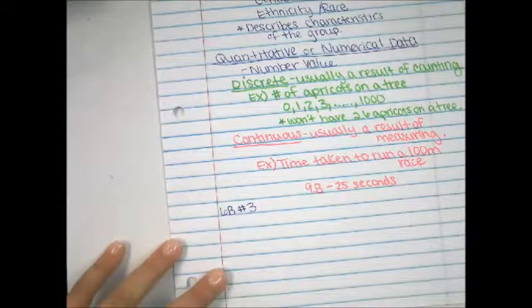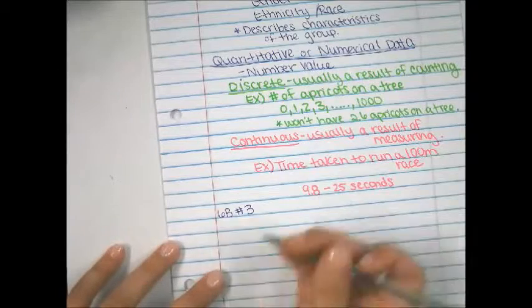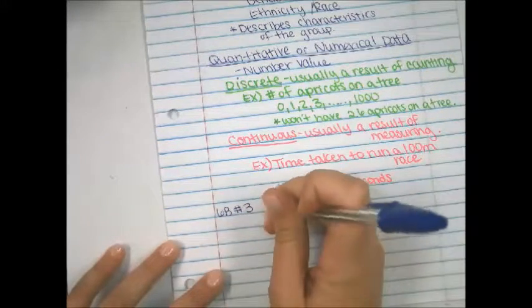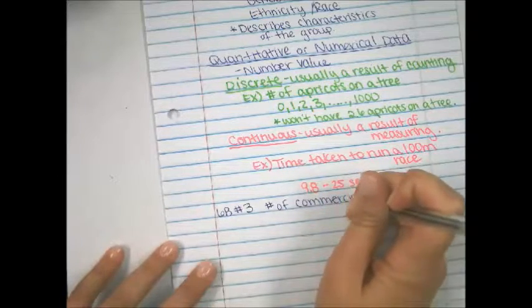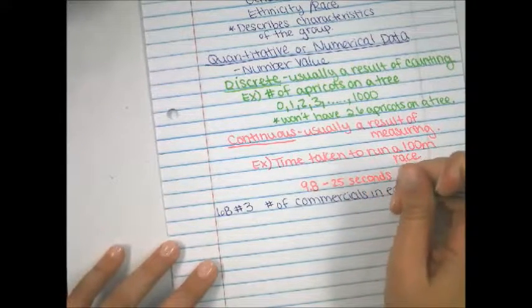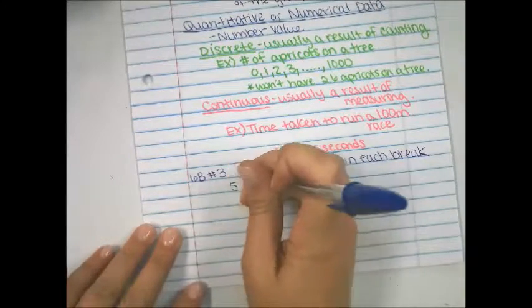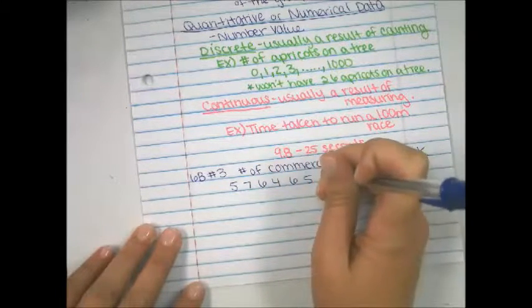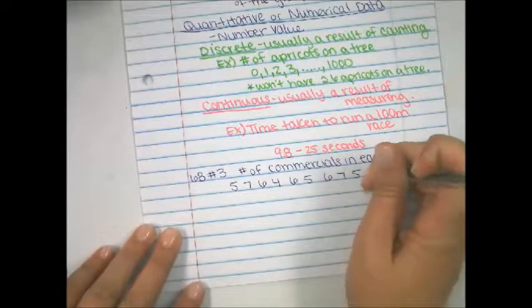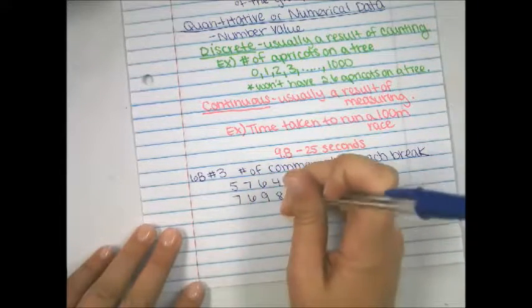It says, while watching television, Joan recorded the number of commercials in each break and obtained these results. So I'm going to just abbreviate number of commercials in each break. And she gets this data. So 5, 7, 6, 4, 6, 7, 5, 8, 7, 6, 9, 8.